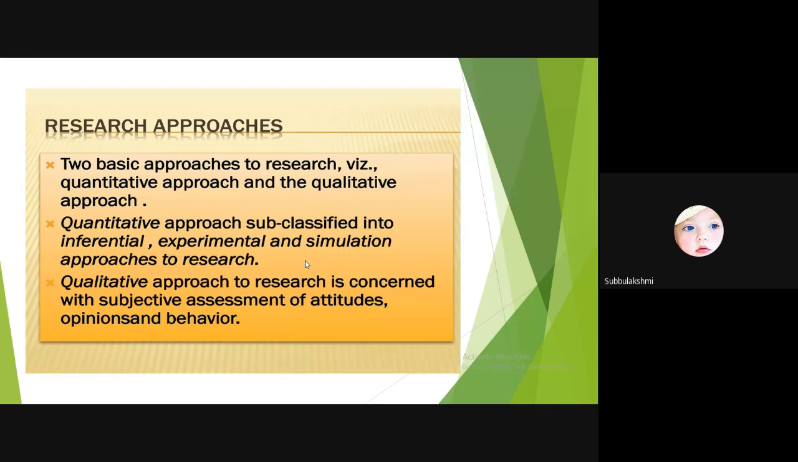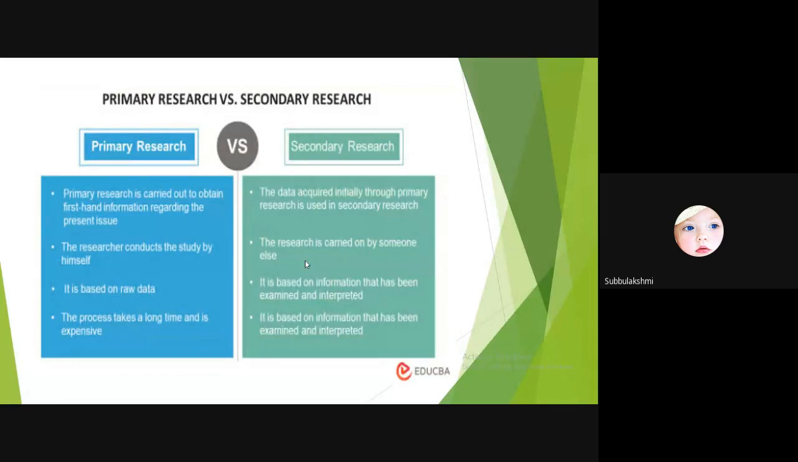Yes, friends. So quantitative is experimental, it is inferential, and it is a simulation approach to research. While qualitative is concerned with subjective opinion and behavior. Next slide, ma'am. So what is primary research and secondary research, right? So a small note about it.